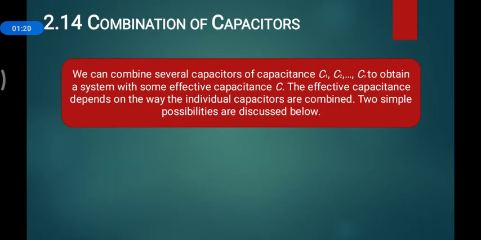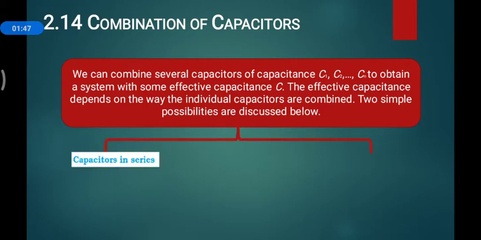We can combine several capacitors, C1, C2, C3 up to Cn, we don't know how many, to obtain a system with some effective capacitance C. The effective capacitance depends only on the way the individual capacitors are combined. So the ultimate capacitance depends on how you combine your capacitors, and there are two ways you can combine them: one is capacitors in series and one is capacitors in parallel. So these are the basic two ways you can join the capacitors.